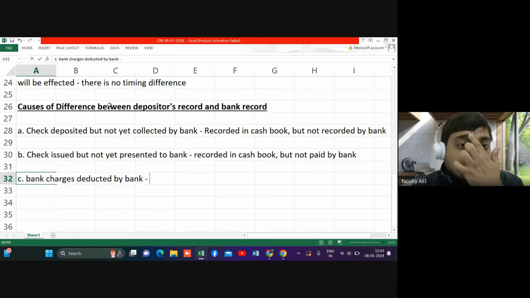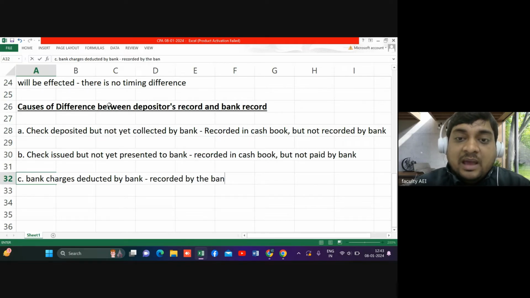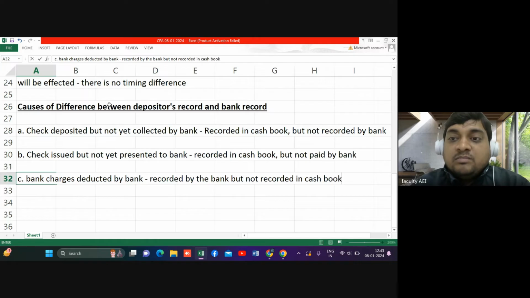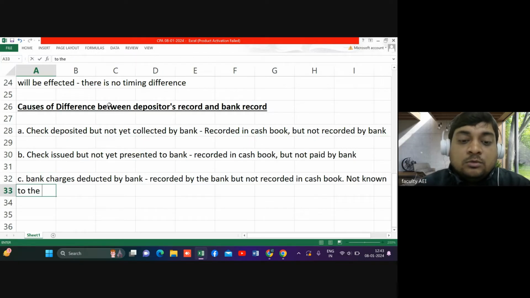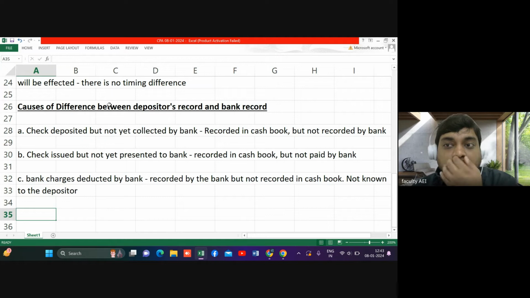So these are those charges which have been recorded by the bank, but not recorded in cash book. Means it is not known to the depositor, right?